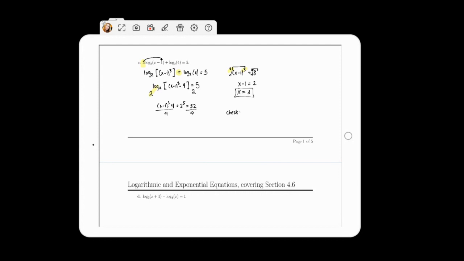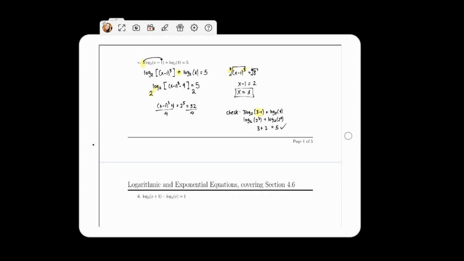So I go to check. I have 3 log base 2 of (3 minus 1) plus log base 2 of 4. It's good, it's defined. So this is the log base 2 of 2 cubed plus the log base 2 of 2 squared. So this is 3 plus 2, which is 5. It checks out. You don't actually have to go all that far. You just have to make sure that at least this number is positive. But it never hurts to check our work more.